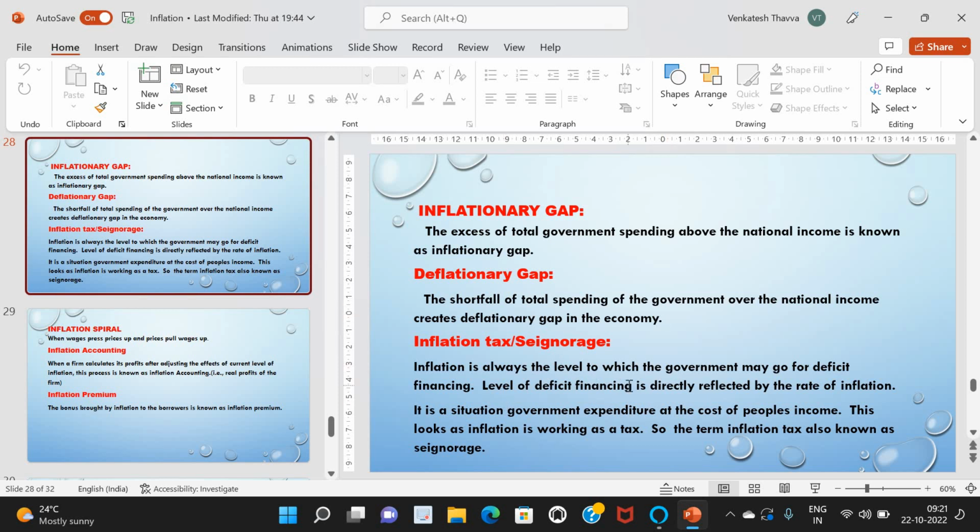See, inflation is always a level to which the government may go for deficit financing. The level of deficit financing is directly reflected by the rate of inflation. It is a situation of government expenditure at the cost of people's income. This looks as if inflation is working as a tax. So the term inflation tax is also known as seigniorage.